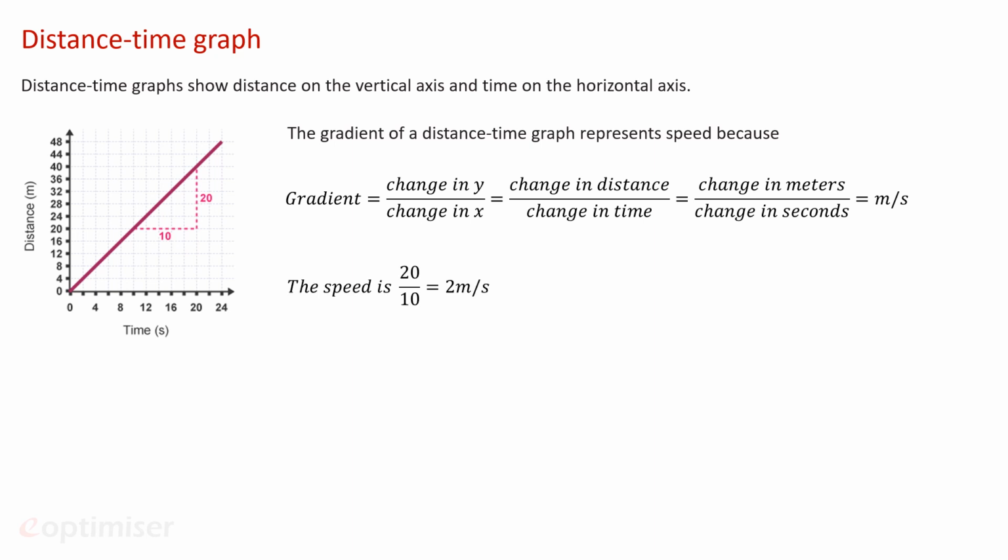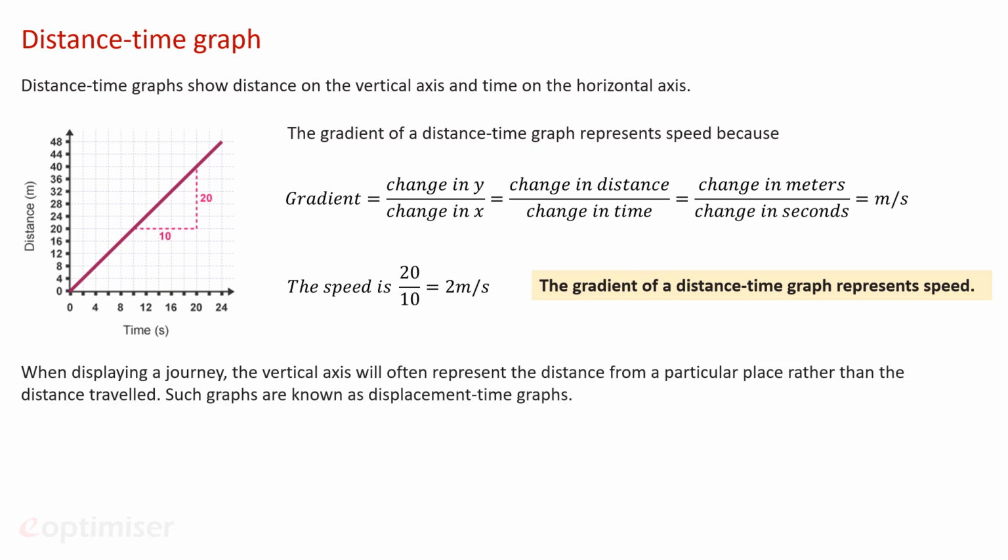For example, in this graph, in order to find the gradient, you need to get 2 points and draw a triangle. If you take the points (10, 20) and (20, 40), the change in y between those 2 points is 20, and the change in x is 10. Therefore, the speed is 2 meters per second. So the gradient of a distance-time graph represents speed.